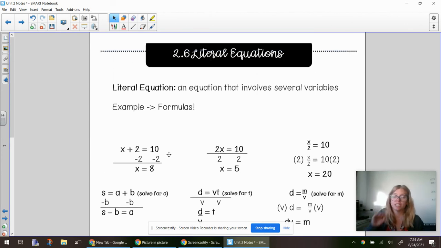Again, this is one of the hardest things we'll learn in Algebra 1, and it really scares students. But if we remember our rules for solving equations, it's not tricky at all. So in this video, we talked about literal equations and how we can use our equation solving rules to solve them.